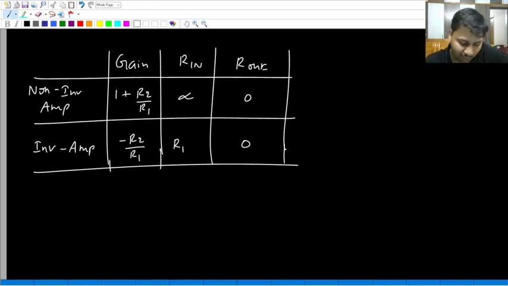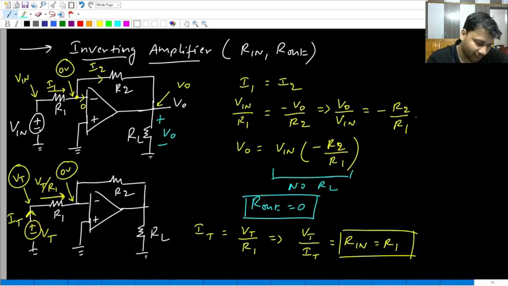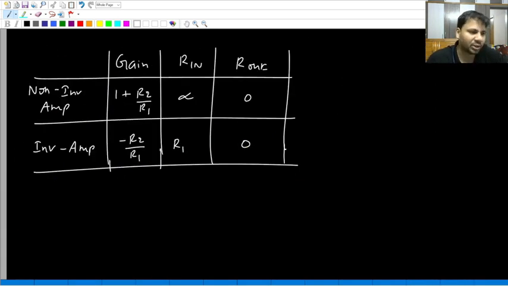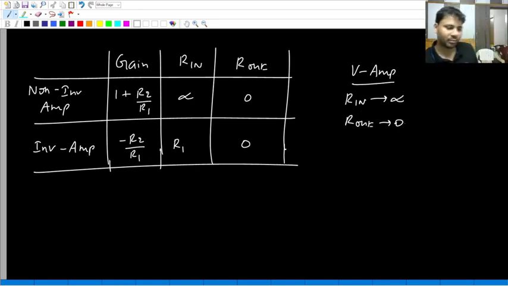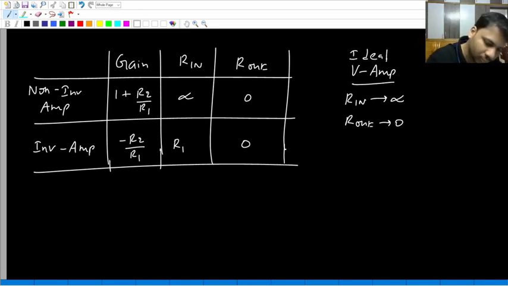Right now, both the amplifiers are what type of amplifiers? Both are voltage amplifiers, because for the inverting amplifier, input is voltage, output is also voltage. Same for the non-inverting amplifier, both are voltage amplifiers. We know from the very first class that for a voltage amplifier, ideally, the input resistance should tend to what? Infinity, and the output resistance should tend to what? 0. These are the ideal values of the Rin and Rout of a voltage amplifier.